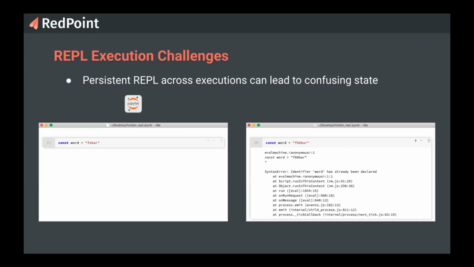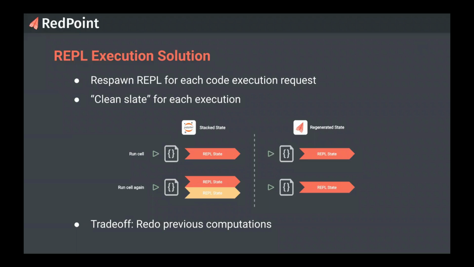And as we've sort of discussed already, this is because we have a persistent REPL behind the scenes. So when we fix a typo and re-execute it in this hidden state, we've already declared word. Our solution here was to simply respawn the REPL for every code execution request, which provides a clean slate for every execution. The drawback here is that when one cell is executed and re-executed, we're reperforming computation of previous code cells, which we felt was a valid trade-off considering the predictable scope it provides.